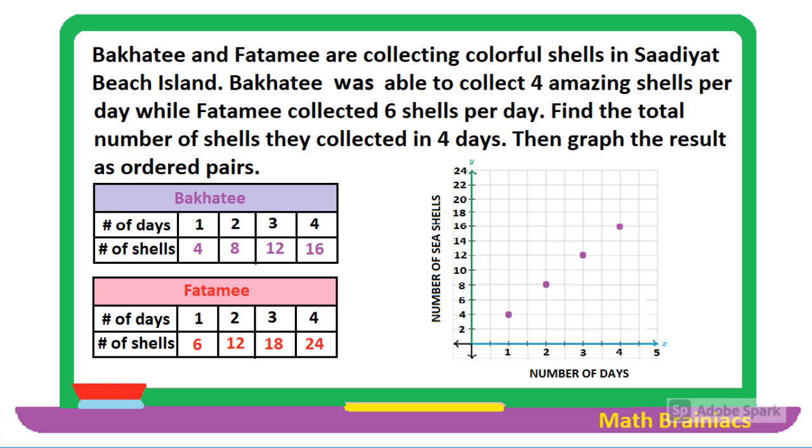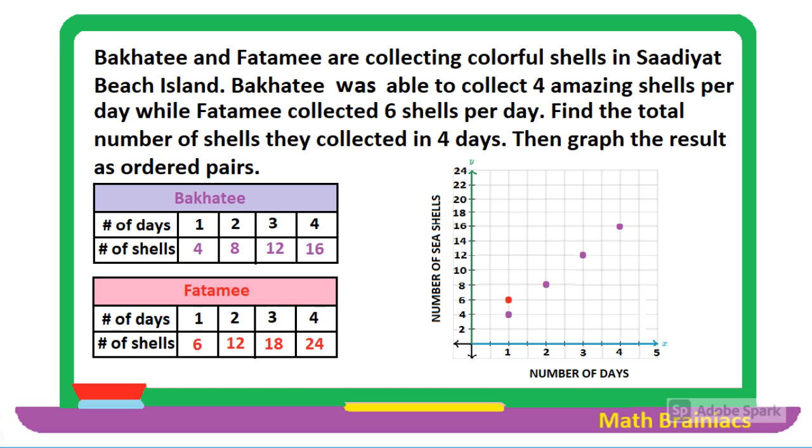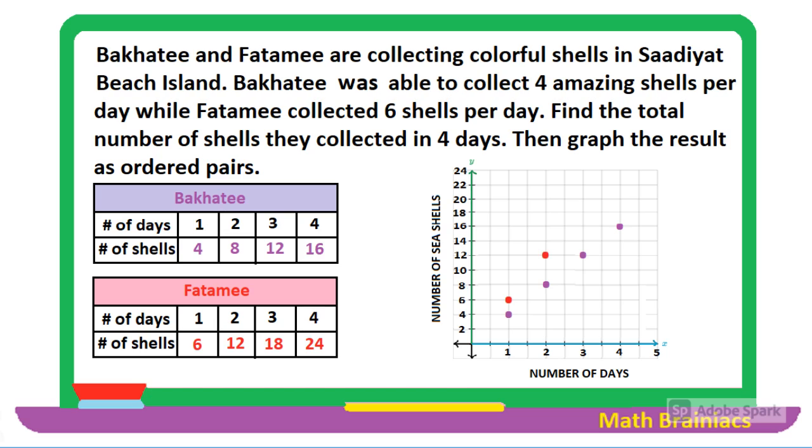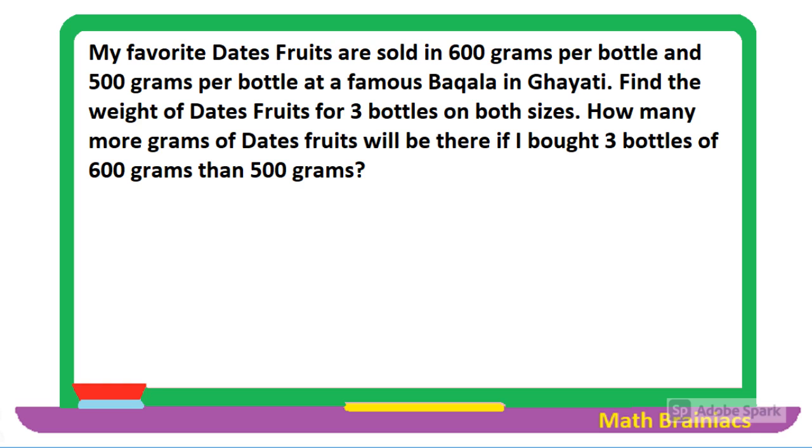It is easy, right? Let us graph now the ordered pairs of Fatami. When x is 1, y is 6. When x is 2, y is 12. And when x is 3, y is 18. While when x is 4, y is 24. It is easy, right? Just locate the x-coordinate and the y-coordinate on the coordinate plane. Let us work on another example so that you can hit it off.